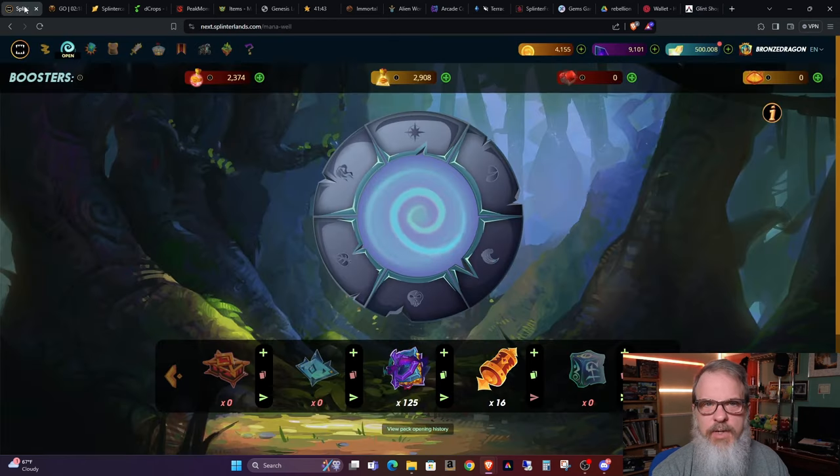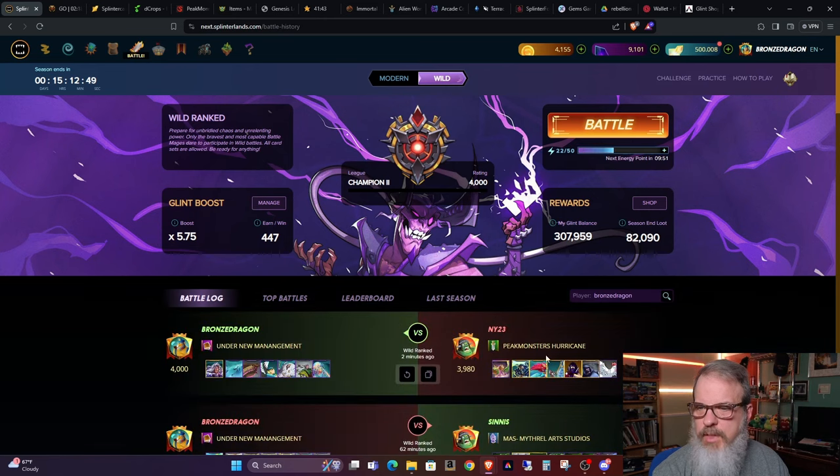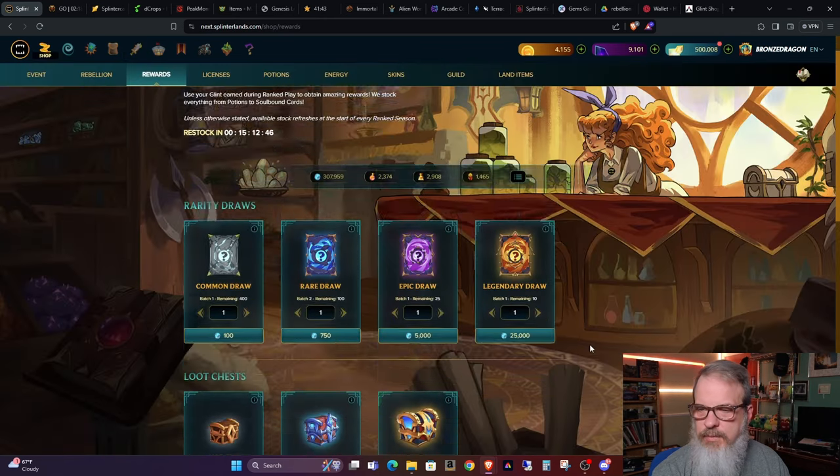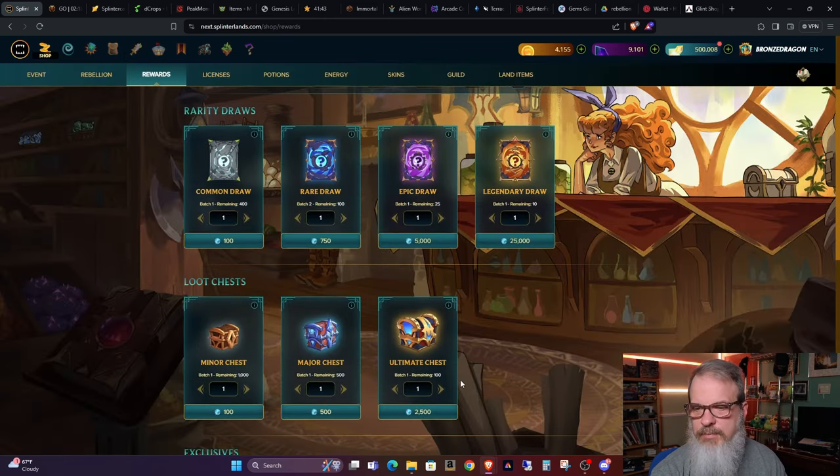Okay. Let's go ahead, enough of that. Let's go over to the Glint shop. And what I'm going to do is start off with a batch of 10 ultimate chests just to see what I get. If you saw my videos earlier this season, I already did some rare draws, and I'll do some more. It's coming down to the end of the season, so I don't want to splurge a bunch of Glint, but I wanted to go ahead and check these out. And I think I'll mostly be interested in the ultimate shop.